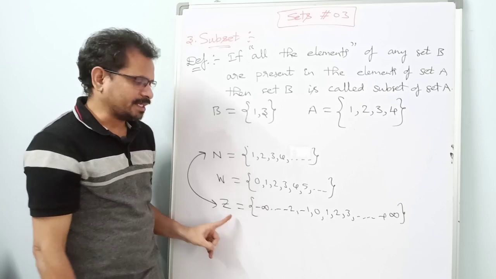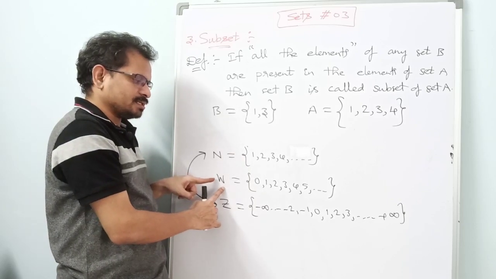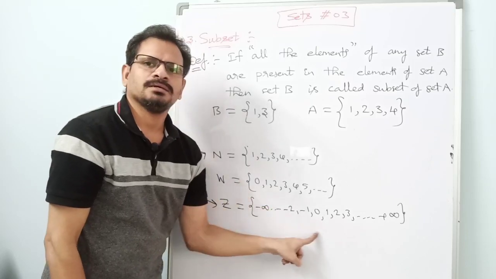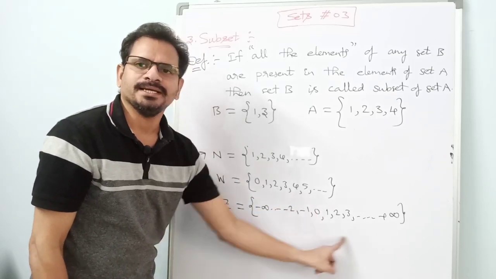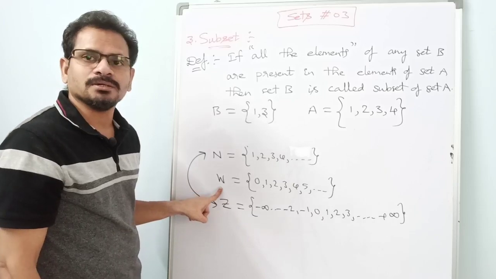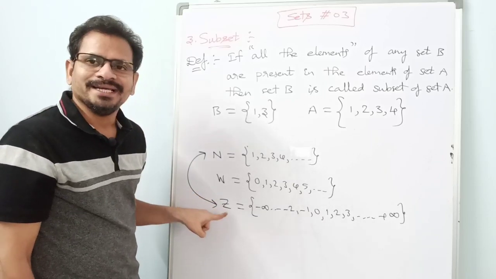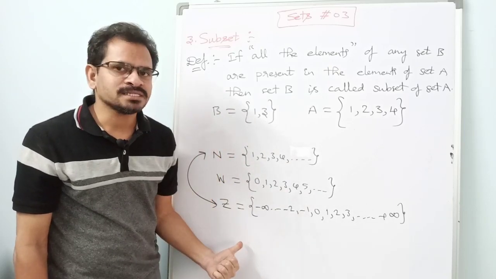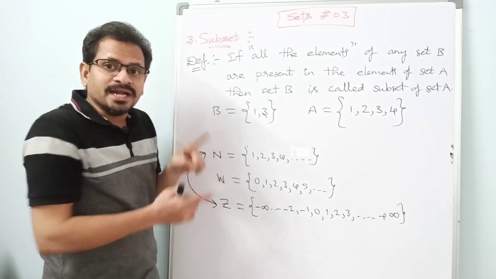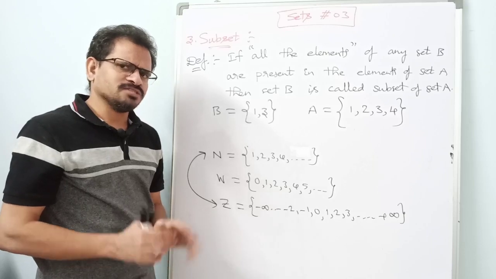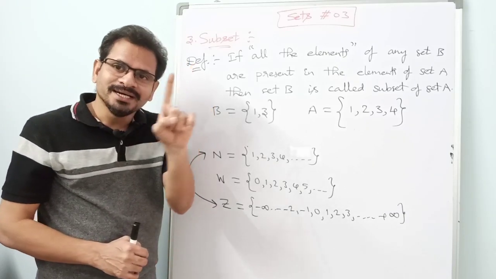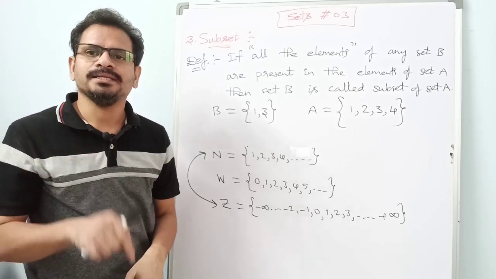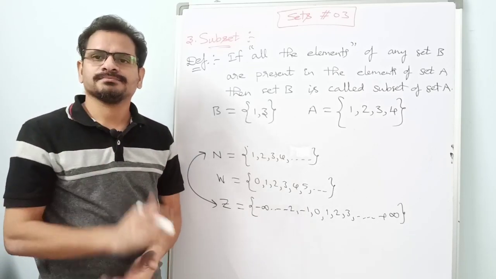Then what about this one? The whole number set: 0, 1, 2, 3, and so on. Yes, all these elements are also present in the integer set. Therefore, the whole number set is also a subset of the integer set. Got it? In the previous definition for the universal set, I called these sets related sets. Now it is very clear that those related sets are nothing but subsets.